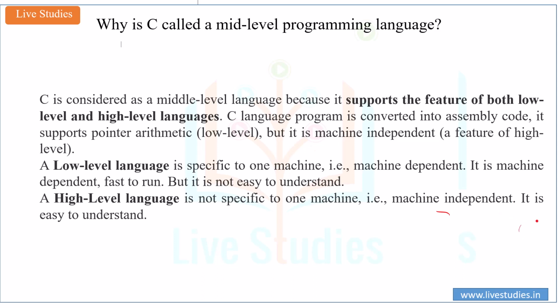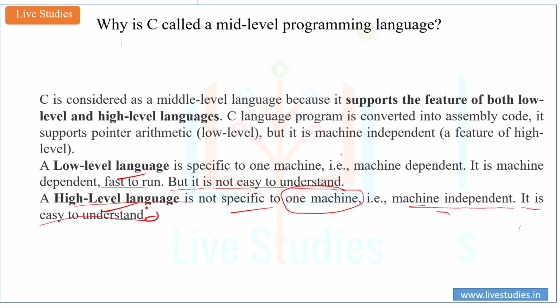So there are two types: low level and high level. A low level language is specific to one machine, that is, machine dependent. It is fast to run, but not easy to understand. But a high level language is not specific to one machine, that is, it is machine independent, and it is easy to understand.